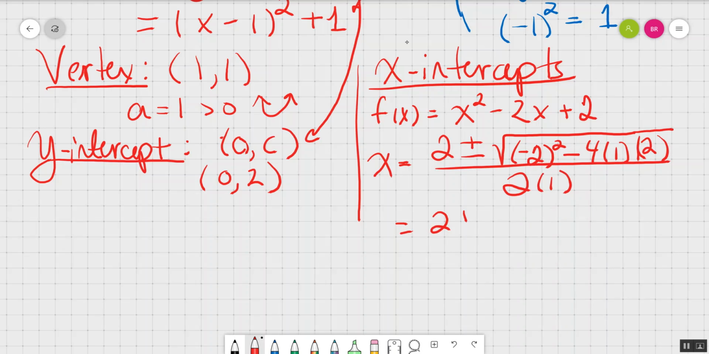So I've got 2 plus or minus, I gotta be careful with my square root. So I gotta square negative 2, that'll give me 4, and then 4 times 1 times 2 will give me 8. I always make this too big, I swear.